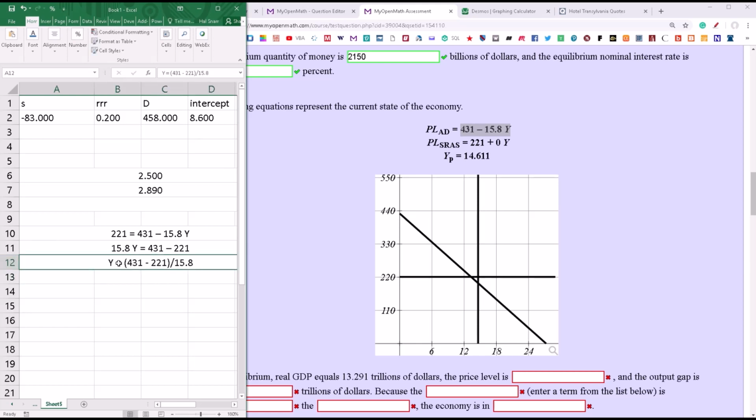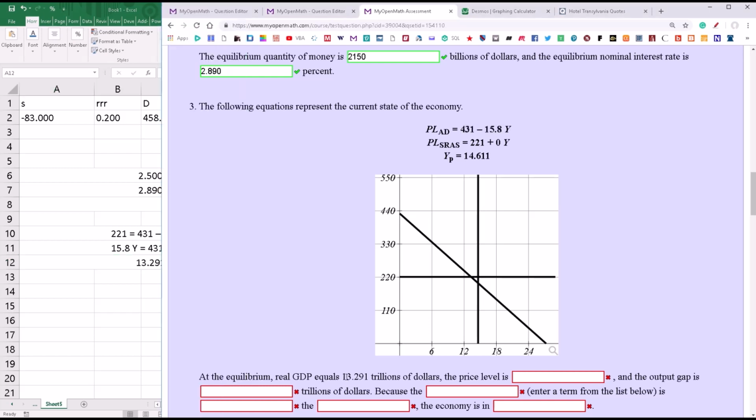Okay? To find the value, just delete the space and the y. 13.29. I give it to you right there, right? Now, you plug this 13.291 into here and you get 221. You plug it into here and you get 221. So the price level is 221. Okay?